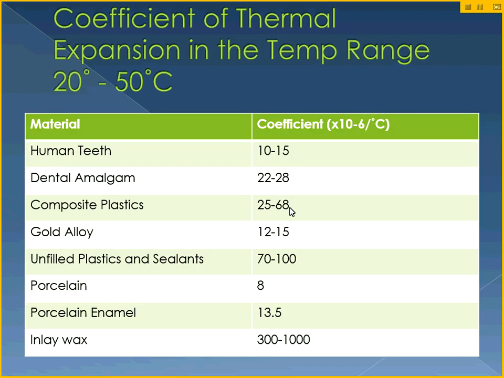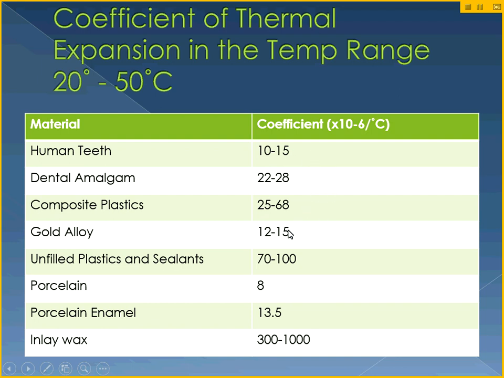We're going to talk about the names for that and the name of that process, etc. So when we look at the rates of coefficient of thermal expansion, look at the rate of teeth. This number is between 10 and 15, whereas amalgam is between 22 and 28. Composite, 25 to 68, depending on what type is used. Gold, look at how closely the coefficient of thermal expansion mimics the coefficient of thermal expansion of the human tooth.